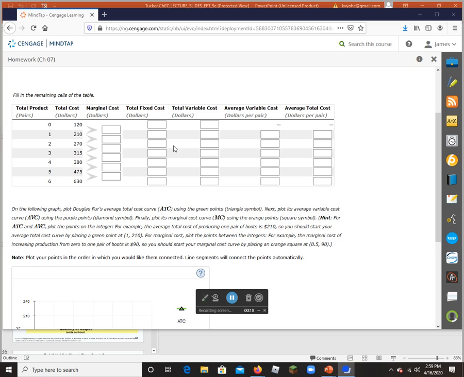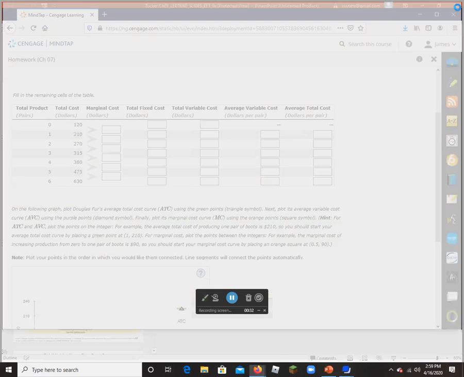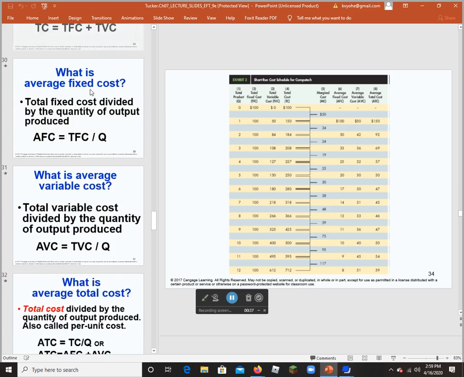Now, here we're going to deal with the things we just talked about: marginal cost, total fixed cost, total variable cost, average variable cost, and average total cost. Going back into the slides. Okay, we'll go over the equations real quick.